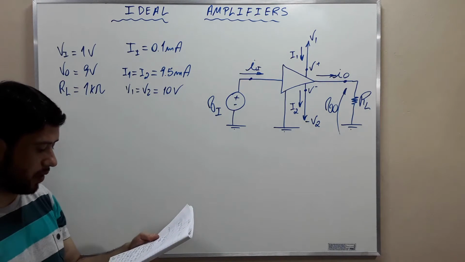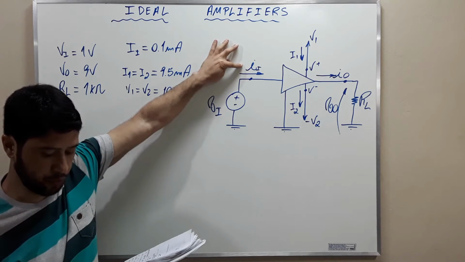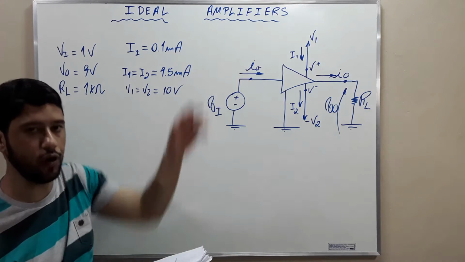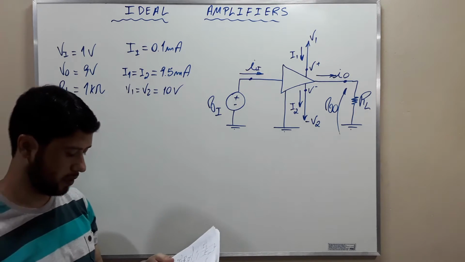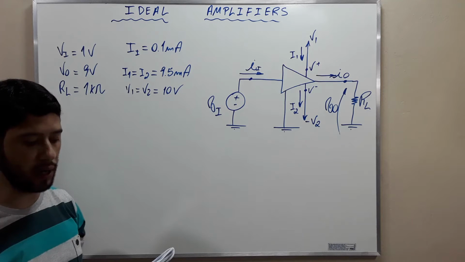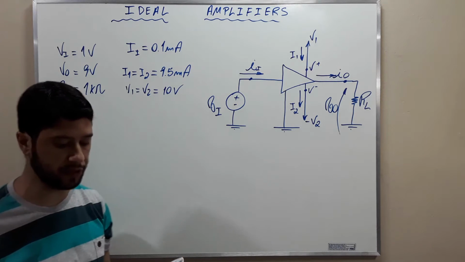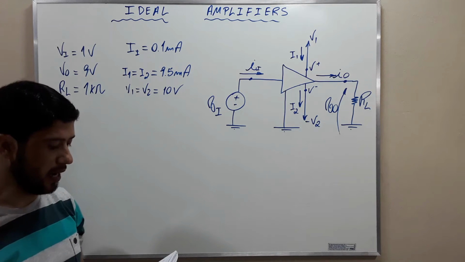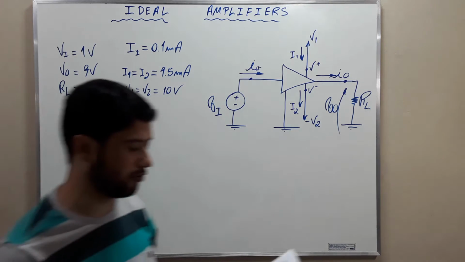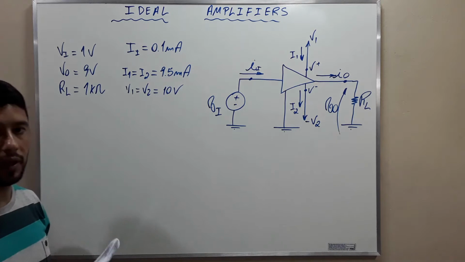The input current of the amplifier is found to be sinusoidal with 0.1 milliamperes peak. Find the voltage gain, the current gain, the power gain, the power drawn from the DC power supplies, the power dissipated in the amplifier, and the amplifier efficiency. Okay, my friends, this is the exercise.